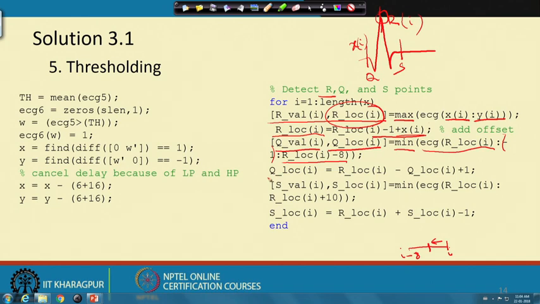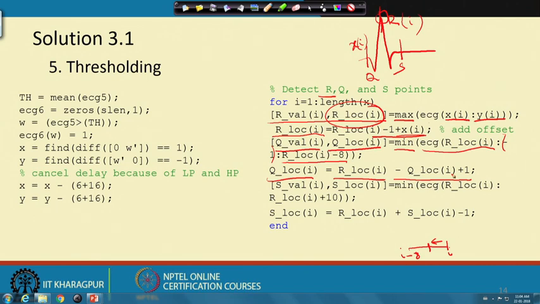Now, again we have to correct it. We have to take care of this with respect to that r location. This is so many samples before. So, we are actually adding 1 minus the q underscore location. Okay. So, we get the q location.